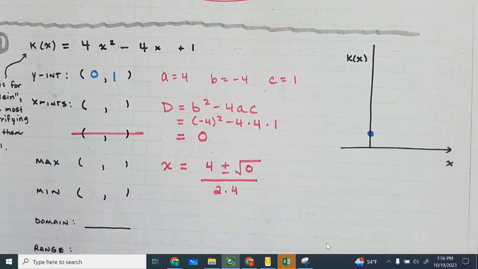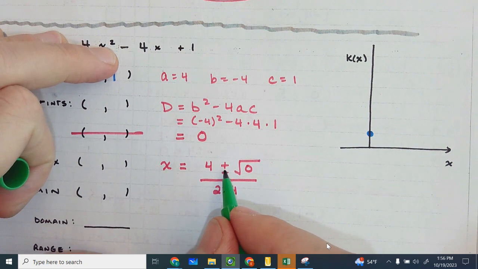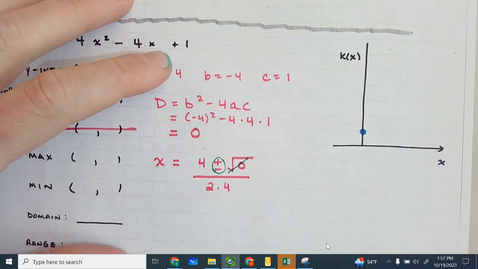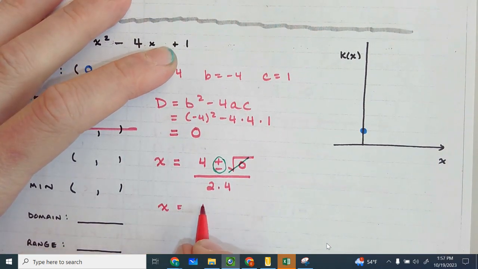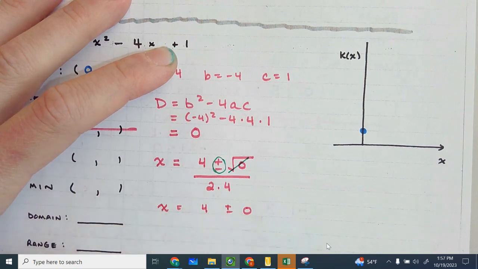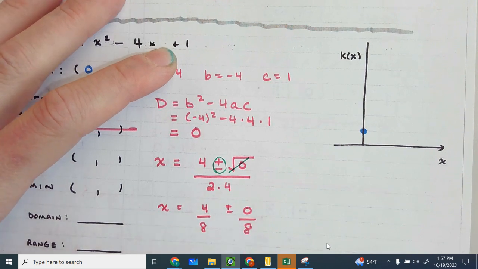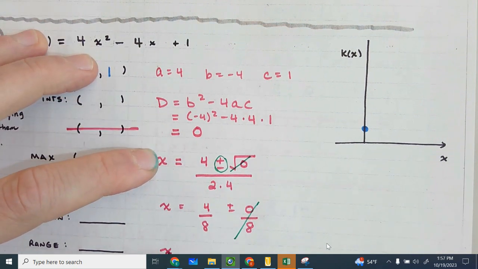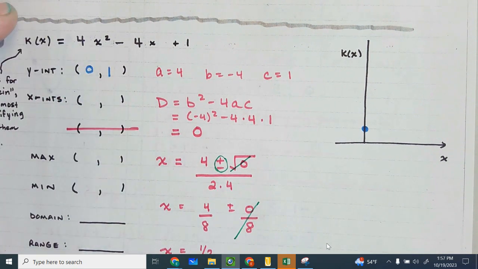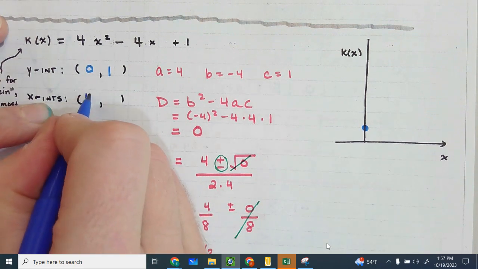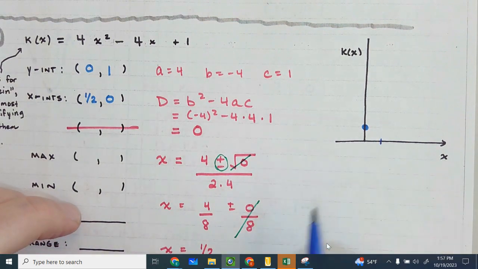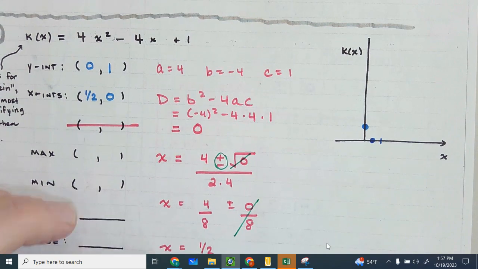Okay, I get it. I see why we're only getting one answer. The thing that comes after the plus or minus is just a 0. So I'm going to kind of write this out the long way. This would be 4 plus or minus 0, all divided by the denominator, which is 2 times 4 is 8. But of course, 0 divided by 8 is just 0. That term goes away. And all we're left with is x is equal to 1/2. So your x-intercept is going to be at 1/2, comma, 0, which would put it, see, there's 1. So that would put it right here.